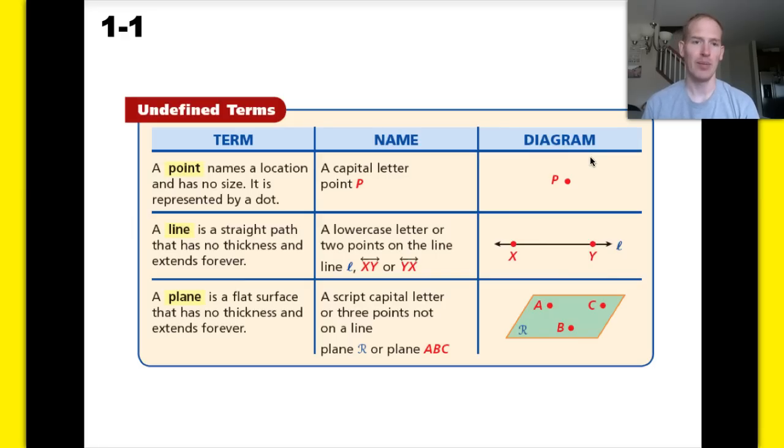And plane. A plane is a flat surface, has no thickness, and extends forever. So this is signified by a parallelogram there, but obviously if it goes on forever, we cannot draw that. It's named by a script letter R, that you see on the right there, or plane ABC, 3 points that are not collinear. Collinear means they are all on the same line. Remember, pause is your friend, because I'm going to move on.